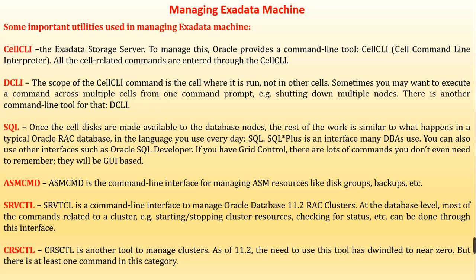Sometimes we may want to execute a command across multiple cells from one command prompt, for example shutting down multiple nodes. There is another command line tool for that, DCLI. And another tool, SQL. Once the cell disks are made available to the database nodes, the rest of the work is similar to the typical Oracle database, in the language you use every day. SQL*Plus is the interface many DBAs use. You can also use an interface such as Oracle SQL Developer. If you have Grid Control, there are a lot of commands you don't even need to remember. They will be GUI based.